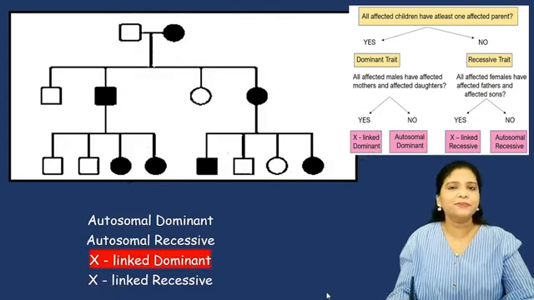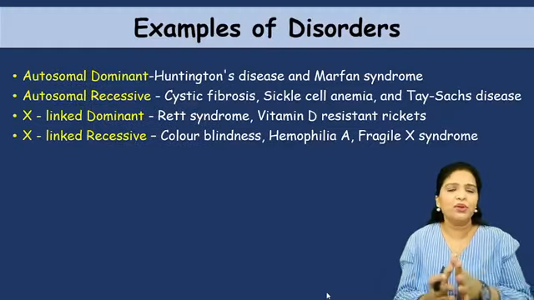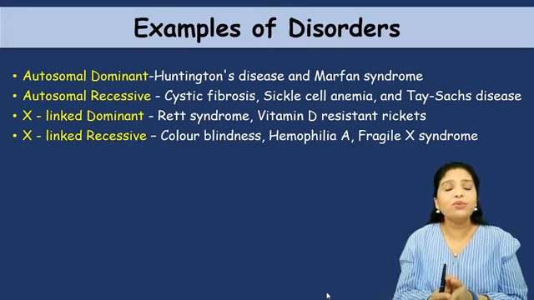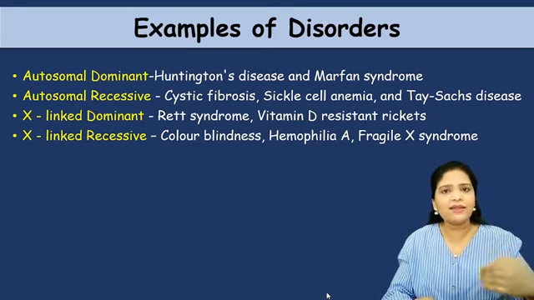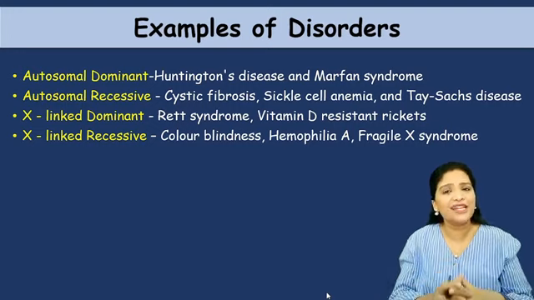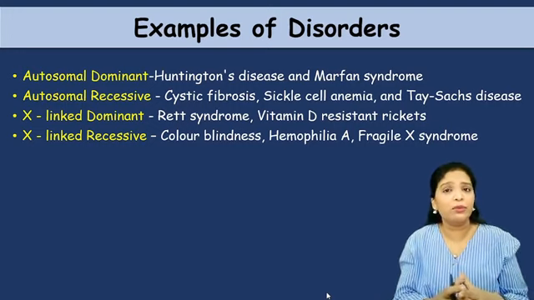Understand? Okay. So these are some examples we have seen so far. Another important point is that in the examination, they will not give only the types of inheritance. Sometimes they will give you the names of the diseases directly. In such a case, you have to remember all the diseases coming under these inheritance patterns, with examples. This is very, very important from the exam point of view.